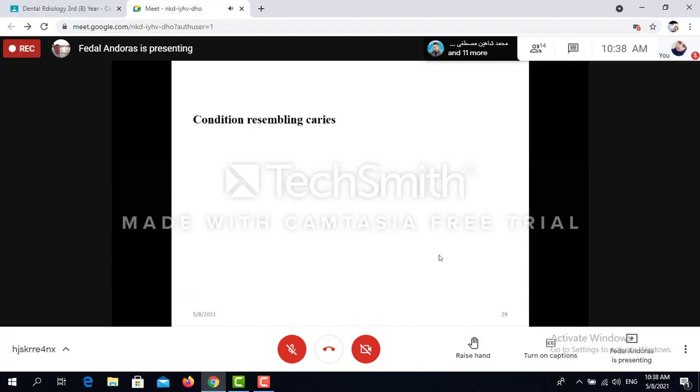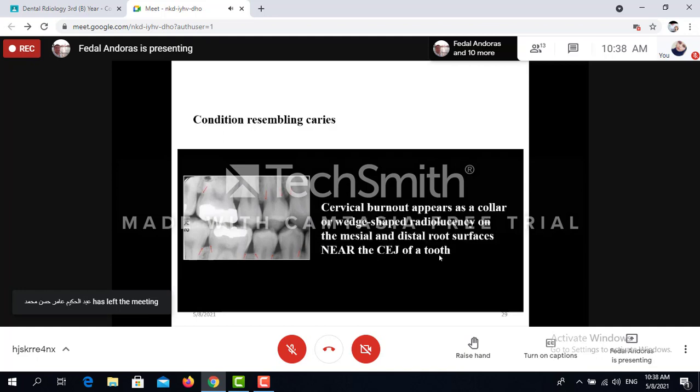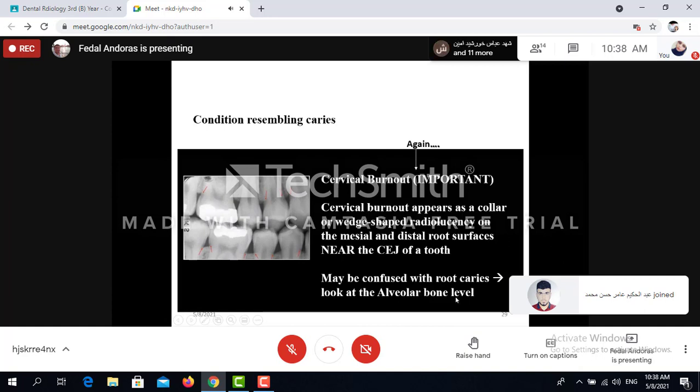So the other one is a condition resembling caries, as we said, like cervical burnout. Cervical burnout appears as a collar or wedge-shaped radiolucency on the mesial and distal root surface near the cementoenamel junction of the teeth, as we talked about. So this is a normal phenomenon. It may be confused with root caries. Always look at the alveolar bone level.